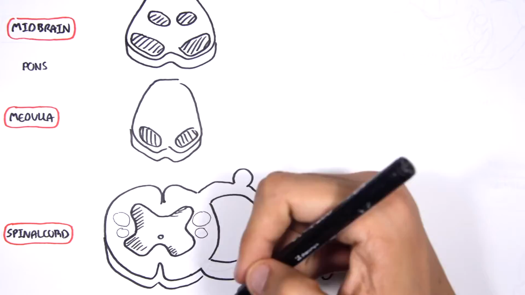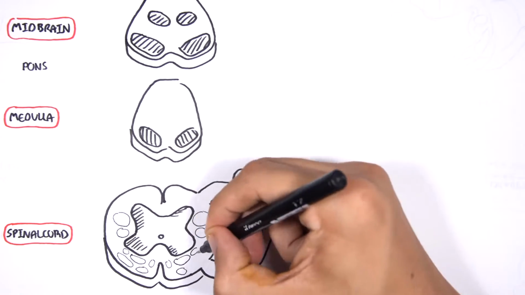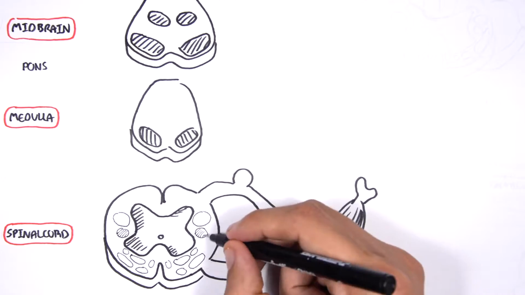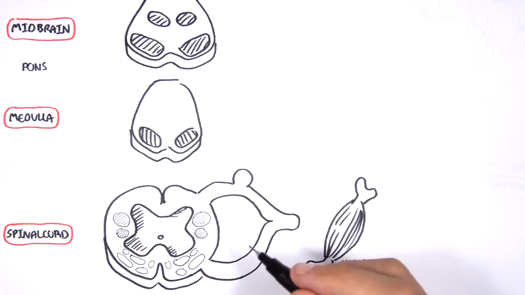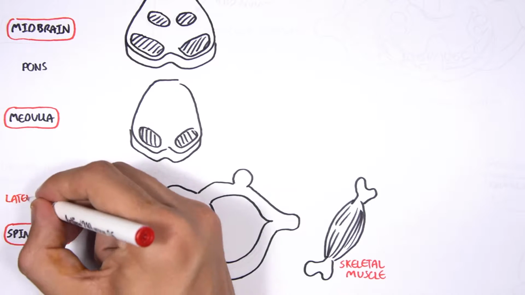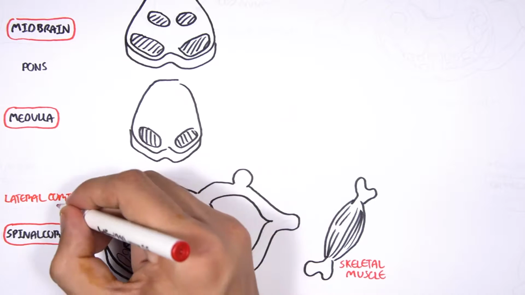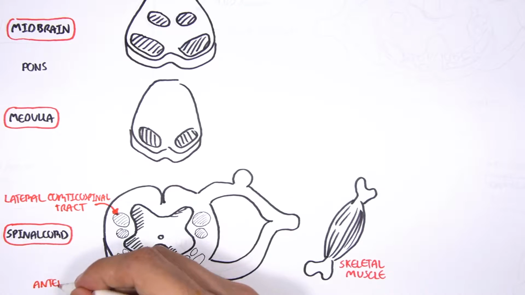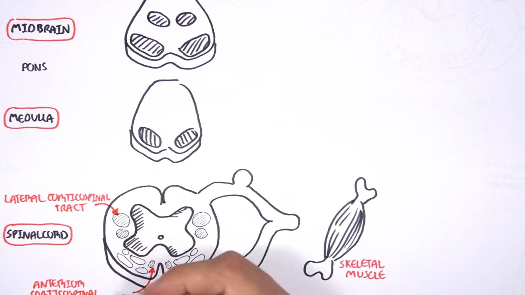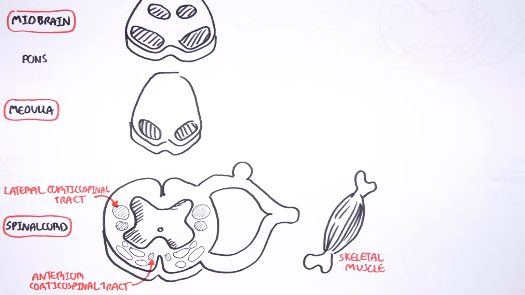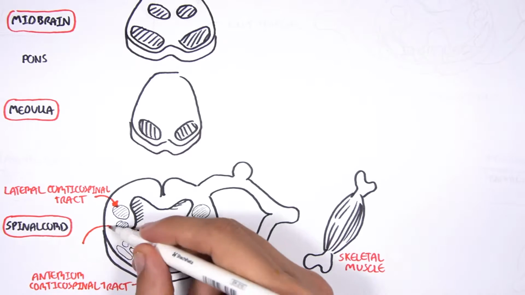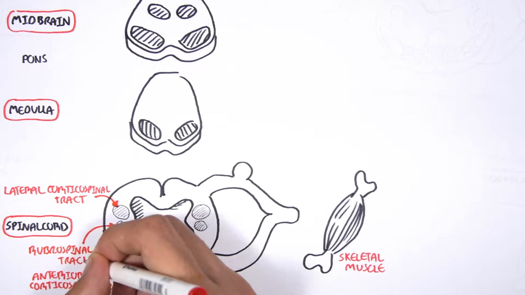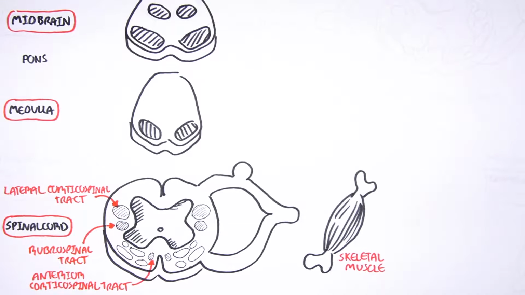Now, within sections of the spinal cord, there are designated tracts. For example, there are designated tracts for the ones I mentioned earlier. So here we have a tract for the lateral corticospinal pathway, the anterior corticospinal pathway, and then the rubrospinal tract is here. And there are many other tracts, which we will look at later in this video. Let us first focus on the corticospinal tract.